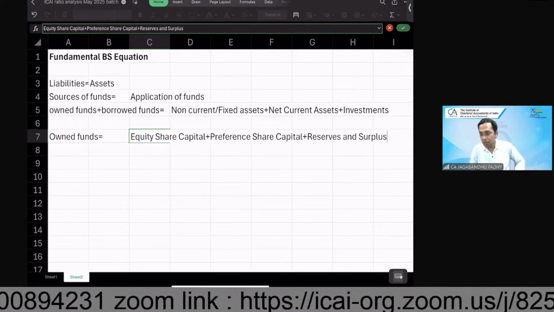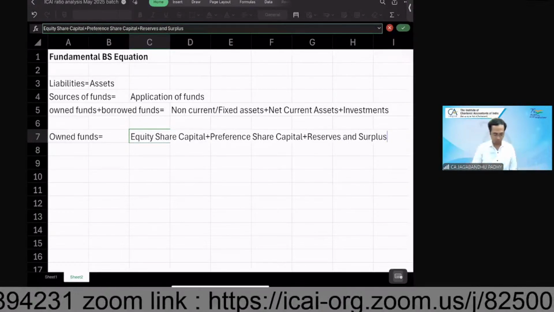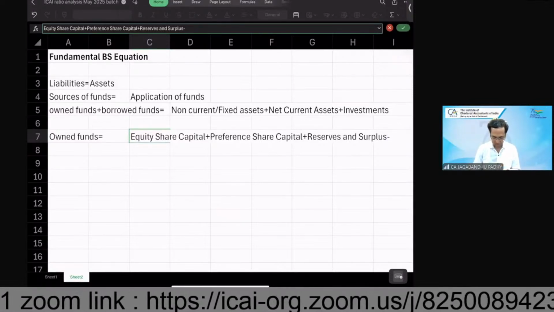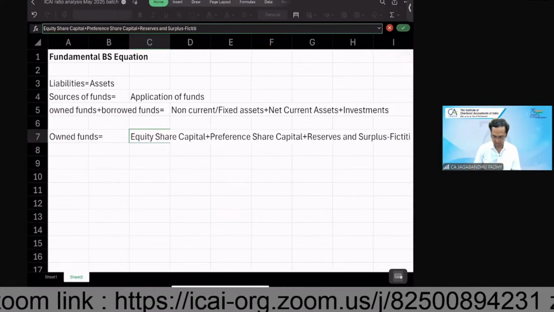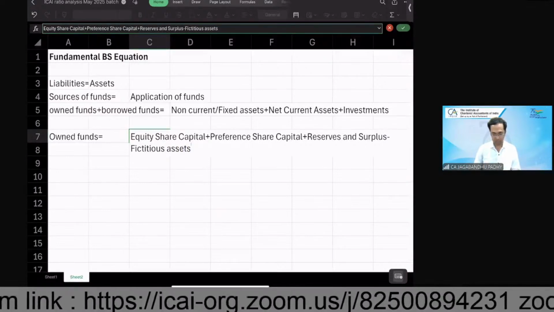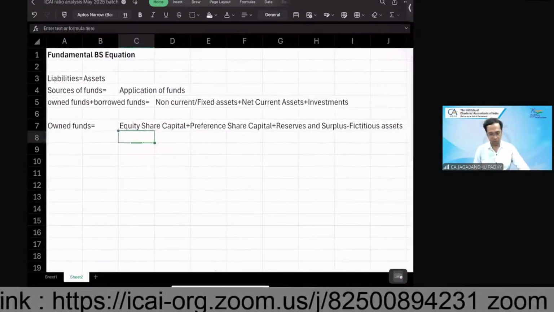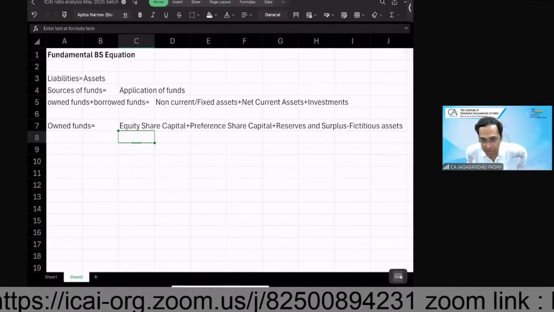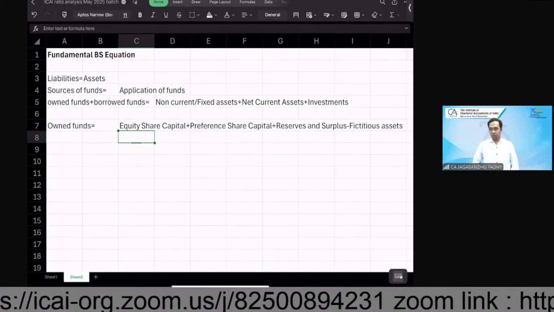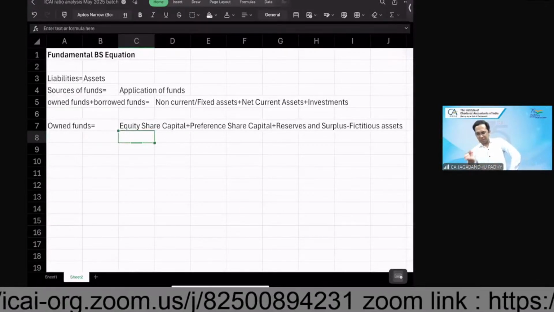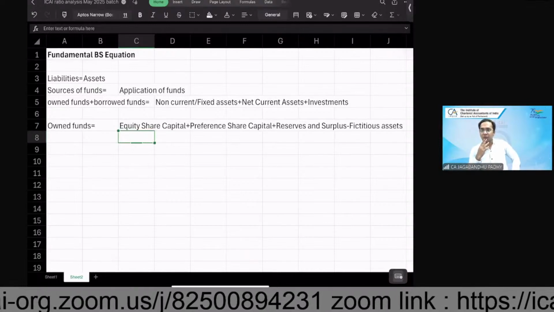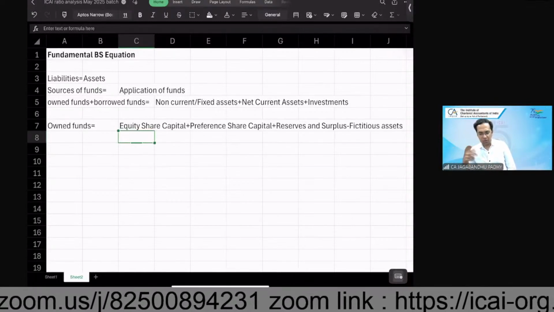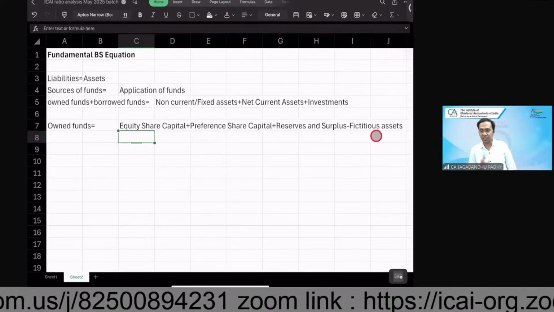But one important adjustment that we need to take into account is that we are going to subtract from this the fictitious assets. Now, what do you mean by fictitious assets? Preliminary expenses, discount on issue of debentures or discount on issue of shares. All those cumulative effects are what a fictitious asset is, correct?